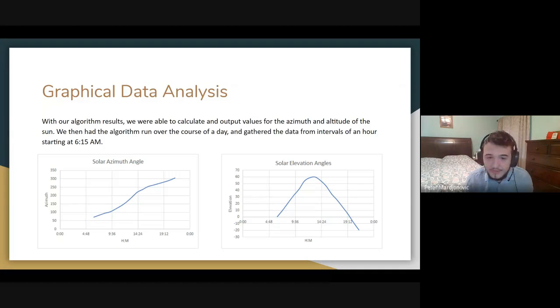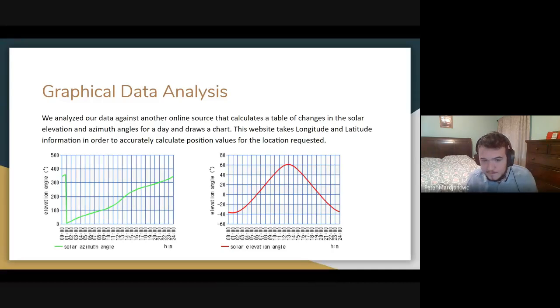And for elevation angles, or altitude angles, we also have the same amount of data, where the elevation is the height of the sun in the sky, measured from the horizontal. So at sunrise, it's supposed to be increasing from 0, and at sunset, it's supposed to decrease towards 0. And then this is a comparison to an online source that we took, calculating the sun's azimuth and elevation. This website takes actual longitude and latitude information, from where you are, to calculate these position values. So it's just a comparison.